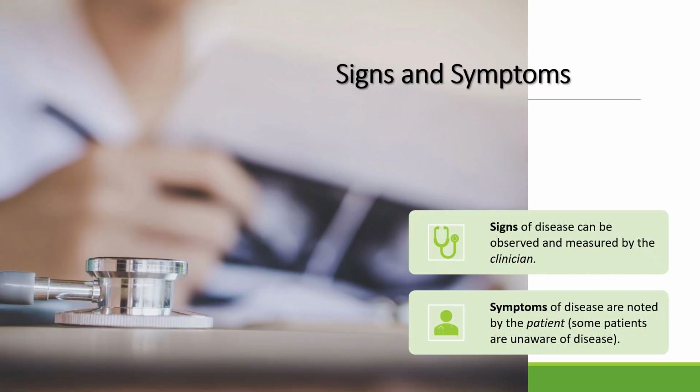So what we're looking for throughout our assessments are our signs and our symptoms. Your signs are disease that are observed and measured by you, the clinician. Things like bleeding upon probing, what does the gingiva look like, evidence of pockets, furcations. Those are all things that we see as clinicians, and those are signs.